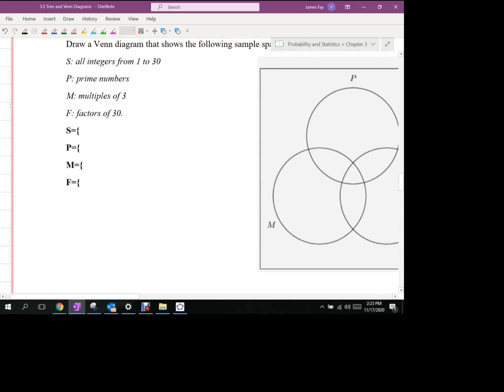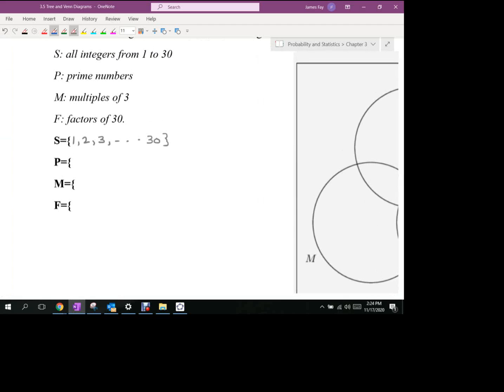The first way: our sample space is going to be the numbers 1 through 30, and we're going to have some subsets of that list of numbers: your prime numbers, your multiples of 3, and your factors of 30. I don't want to write all these out, but your sample space is going to be 1, 2, 3, 4, 5, 6, 7, all the way up to 30. When we deal with prime numbers, we choose the primes that are in this sample space.